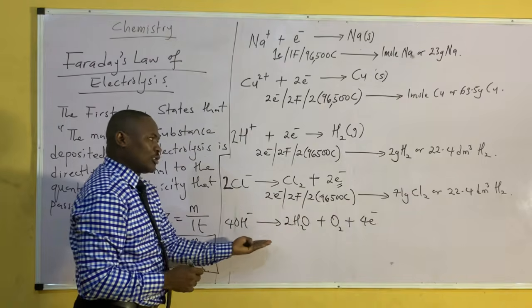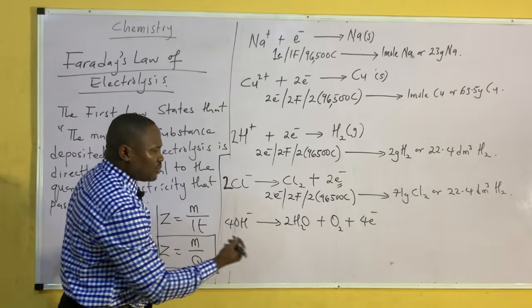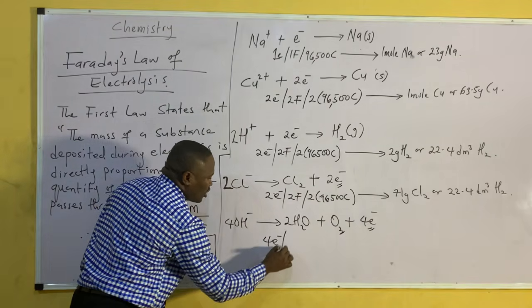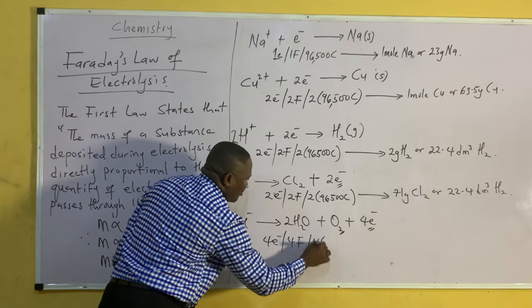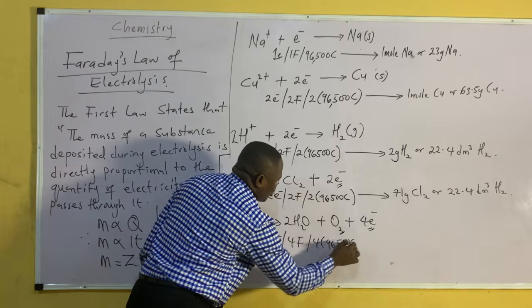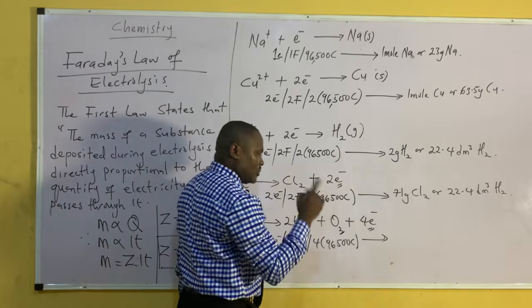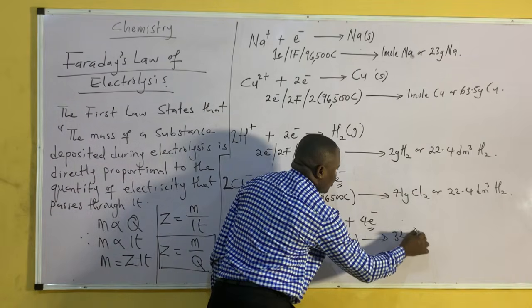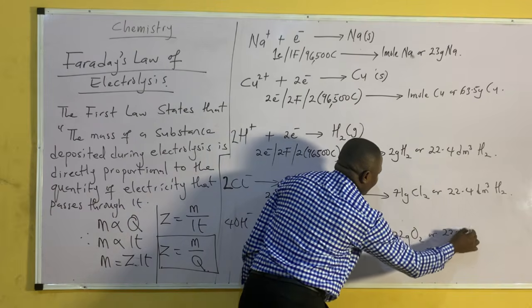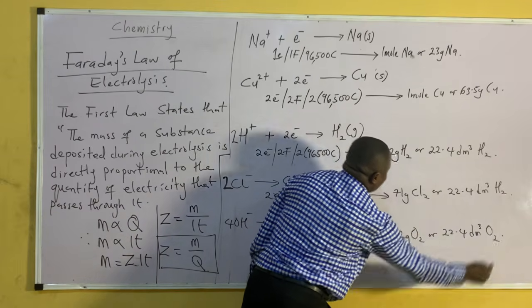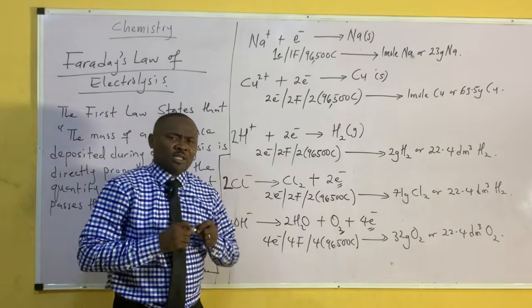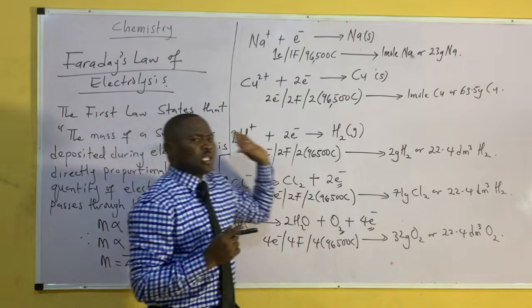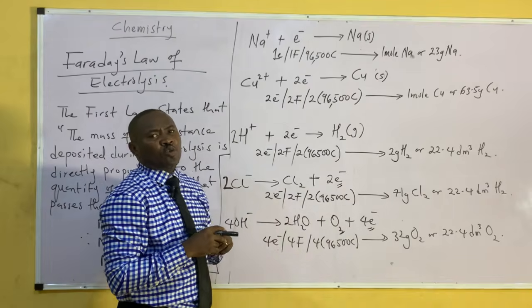Now, what about this for oxygen? Take note of oxygen. This is oxygen, and this is the number of electrons. So it will be 4 electrons, or 4 Faraday, or 4 bracket 96500 coulombs of electricity is required to deposit oxygen. Oxygen is 16 times 2, 32, which is now 32 grams of oxygen, or 22.4 dm cube of oxygen gas. So once the question is given and you can know the reaction for the discharge of the ion, you can just hit it once and know how to solve the required question.